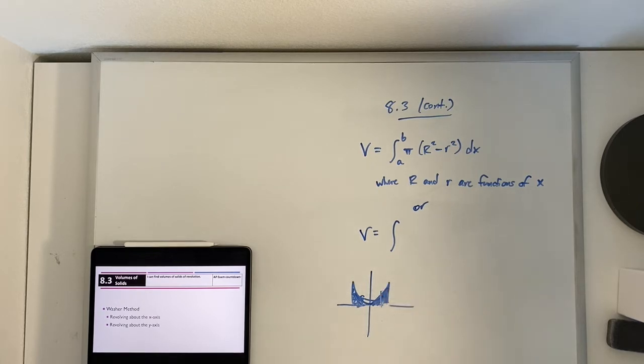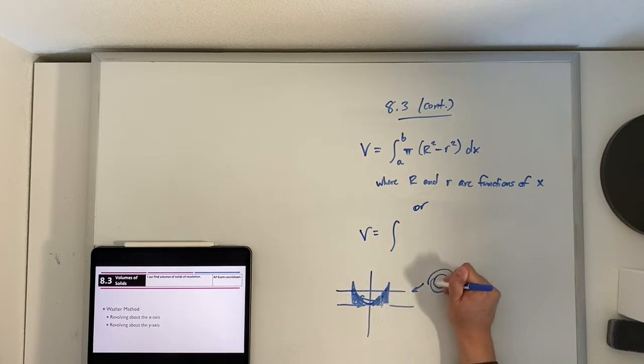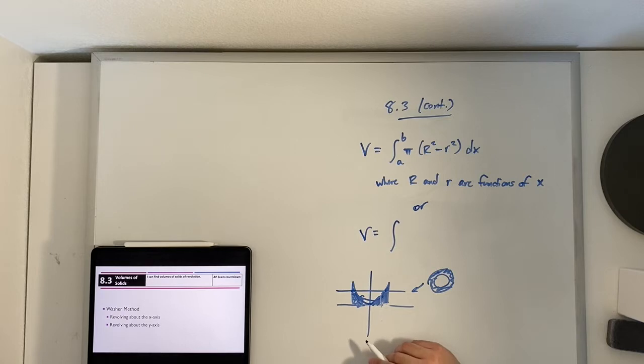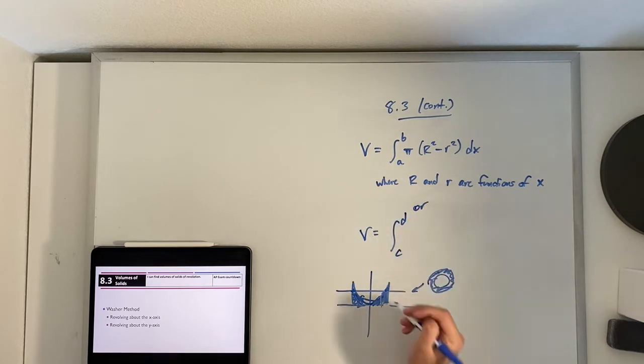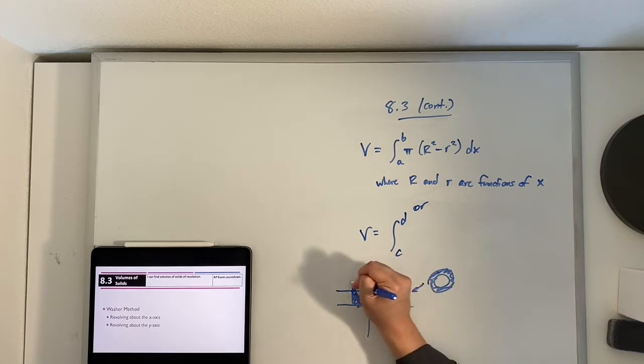So when we revolve around the y-axis, it tends to be easier to look at a cross-section here. So our cross-section here is still a washer. Only this time, since we're looking at it from a different perspective, we're not going to integrate this with respect to x. We are going to integrate this with respect to y. So instead of going from a to b, where a and b are the x values of our interval, we're going to go from c to d. So right here is c, and up here is d.